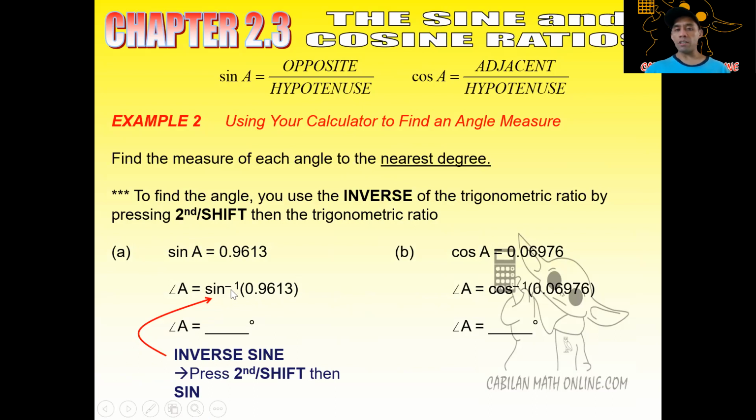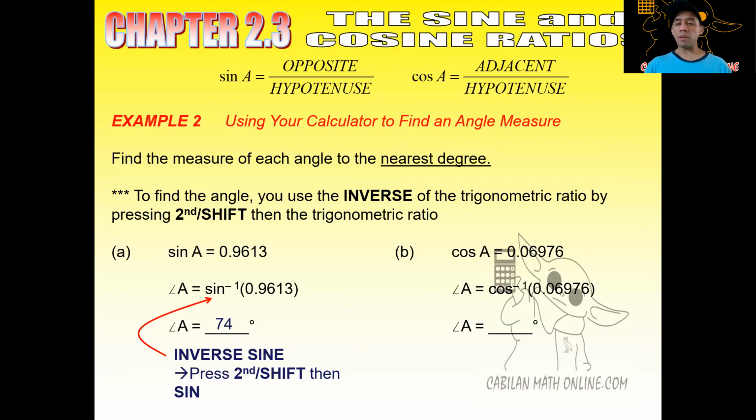Okay, so this part over here, the calculator does that all for you. Now, in brackets, put in the 0.9613 and then close the brackets. Okay, and then you press equals. You will get an angle, something point something. Just round it to the nearest whole for our examples for today.